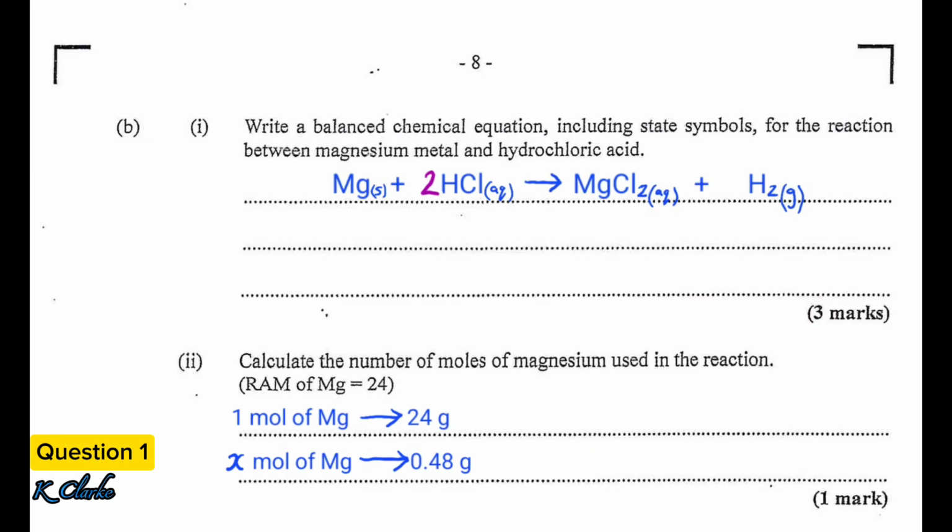1 mole of magnesium is 24 grams. Now the unknown X gives 0.48 grams. First, we are going to cross multiply. X equals 1 mole multiplied by 0.48 grams, and this will be divided by 24 grams. X equals 0.02 moles of magnesium used in the reaction.